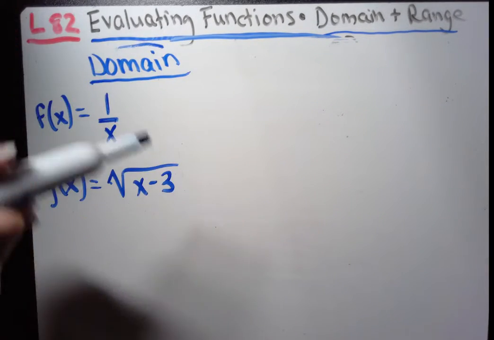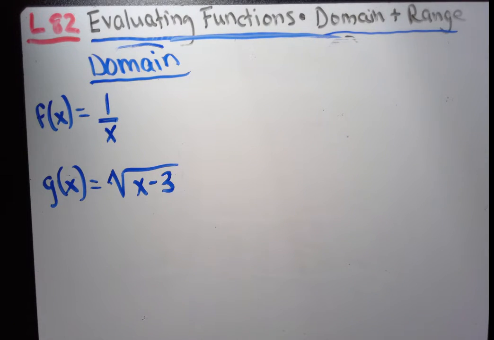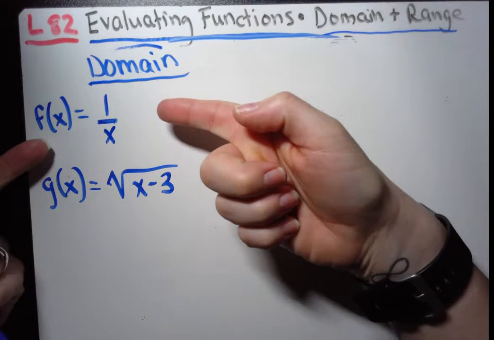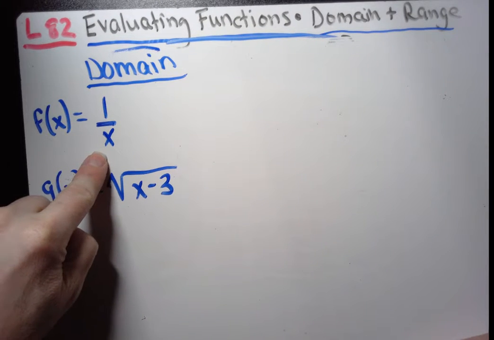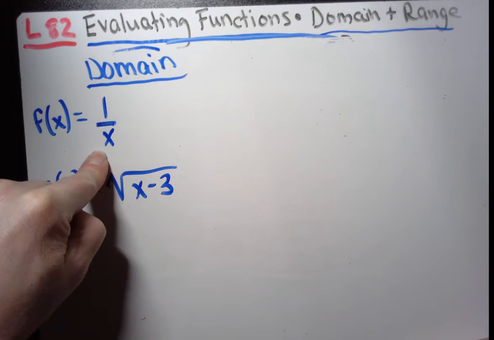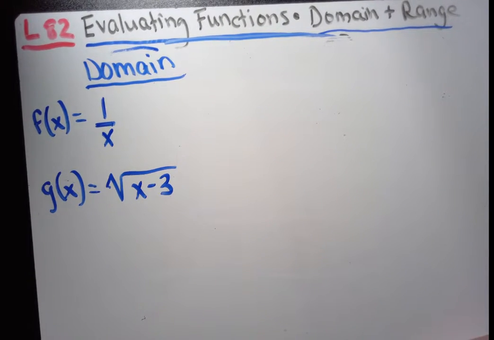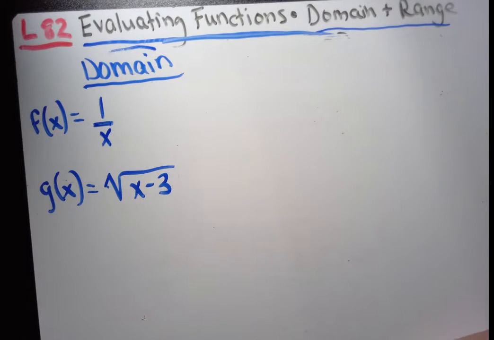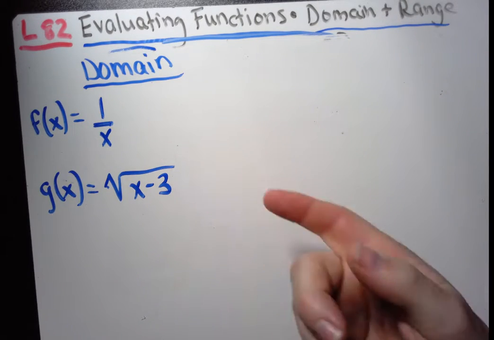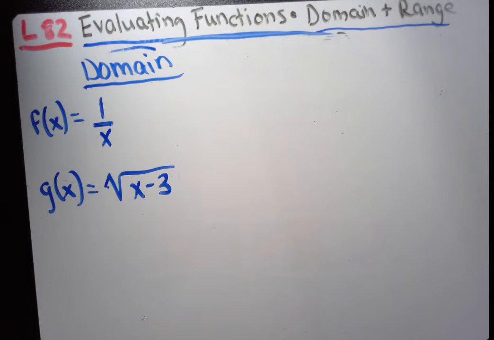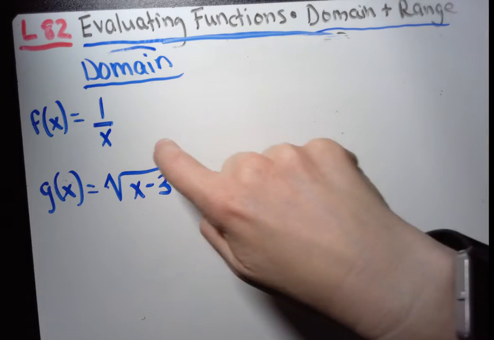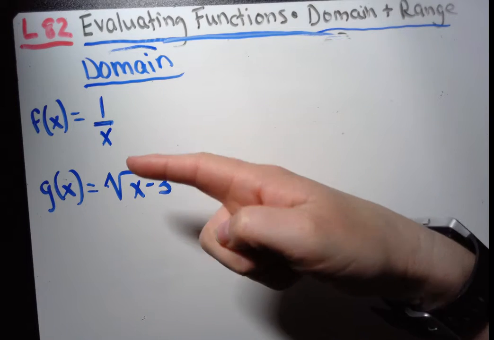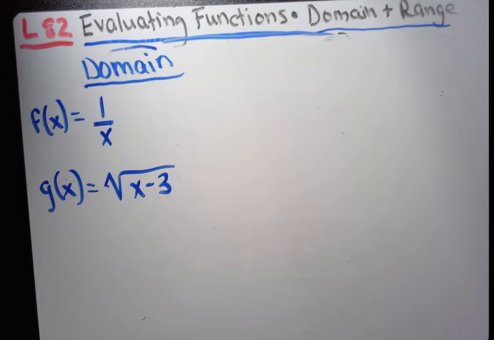So the domain is all the possible values of x. So if you look at this function, you can say, okay, what can I put on the bottom of this fraction? What can I replace x with? Would it make sense if I replaced it with 2? That would be 1/2. If I replaced it with 10, it would be 1/10. If I replaced it with 50, it would be 1/50. So what number would not make sense? The only number that doesn't make sense at the bottom of a fraction is 0, right?